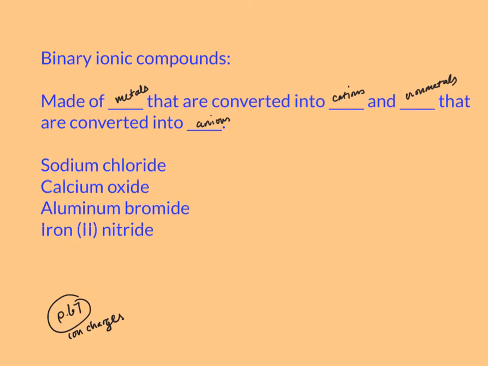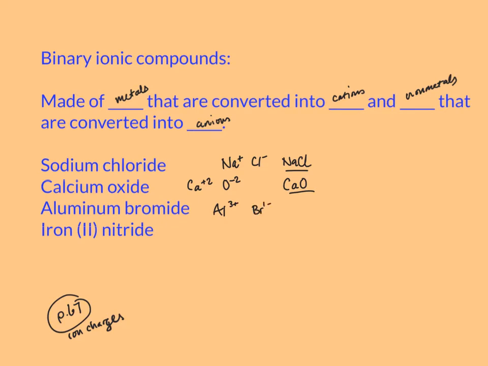Let's see if we can write some formulas. Pause the video, see if you can write those. Use page 67 if you need to, and then turn it back on. Sodium chloride is made of sodium plus 1 and chloride minus 1 ions for a formula of NaCl. Calcium oxide is made of calcium plus 2 ions and oxide minus 2 ions for a formula of CaO.